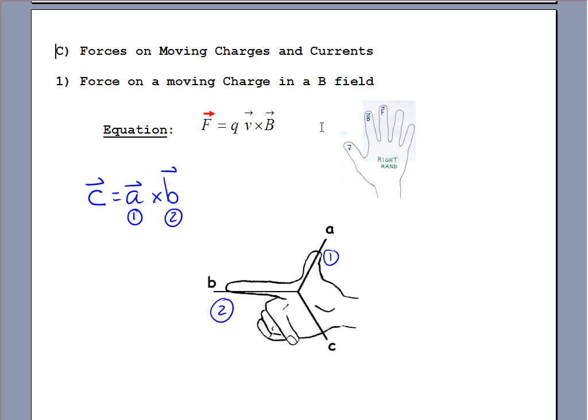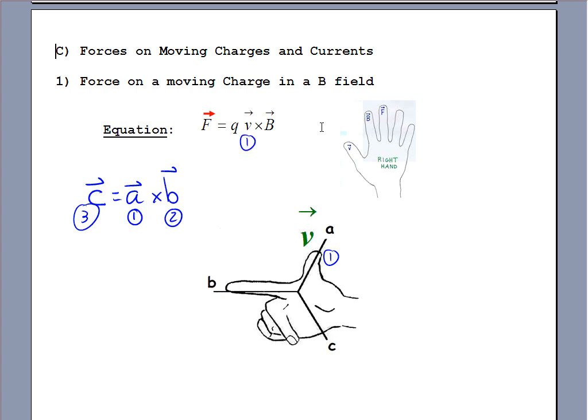The one after the cross symbol is the next digit along your hand as you work your way along your right hand. And then the answer is going to be given by the third digit in your hand. Your middle finger will show you which way the answer goes. So let's take a look and see how this electromagnetism story actually works.